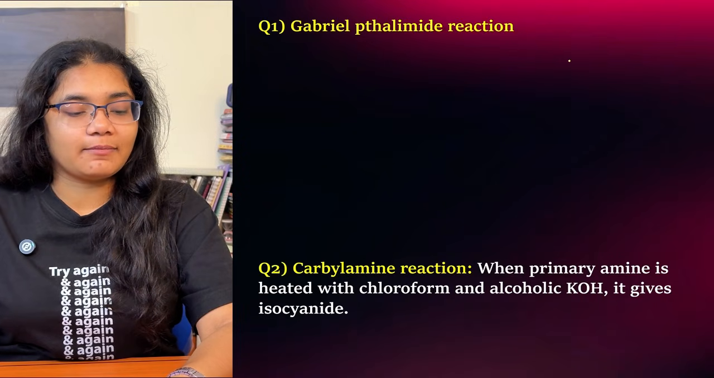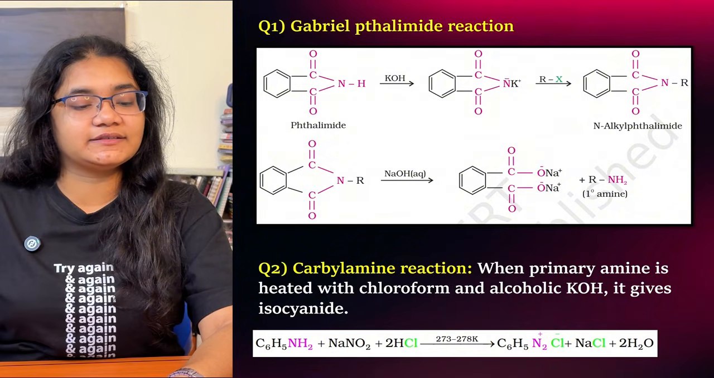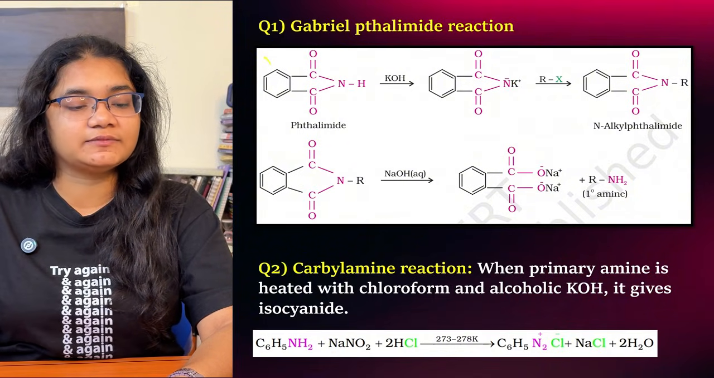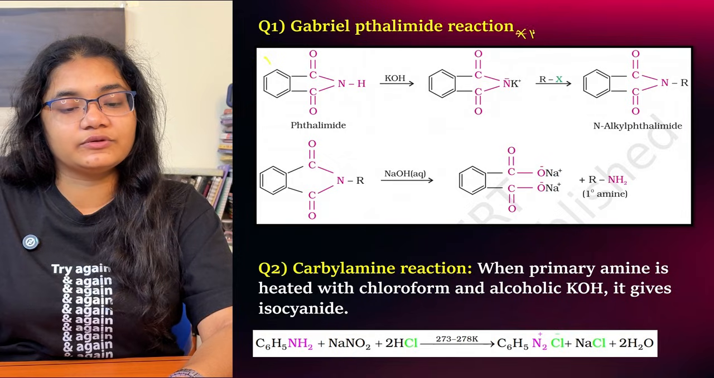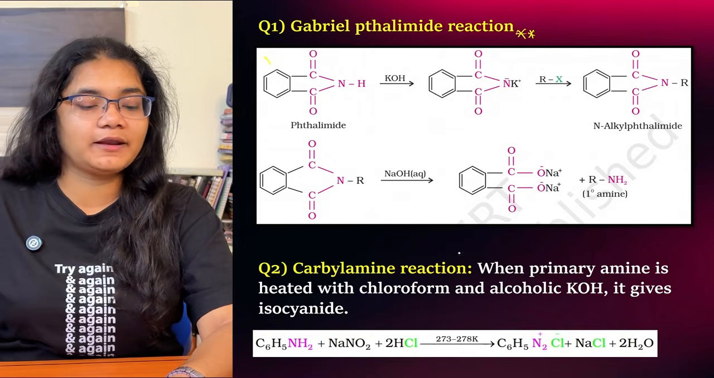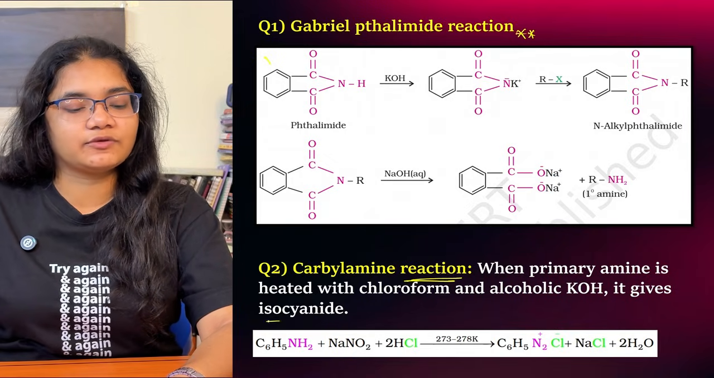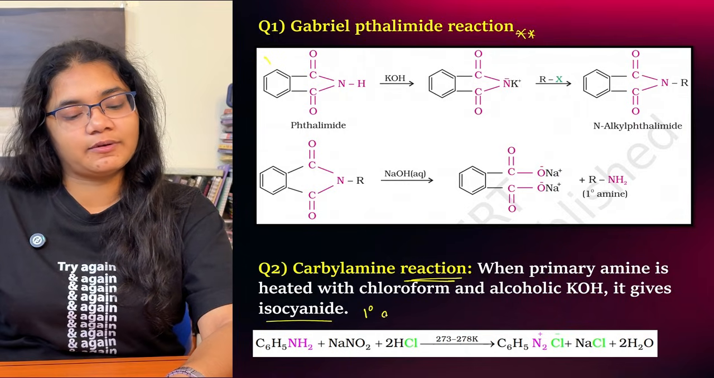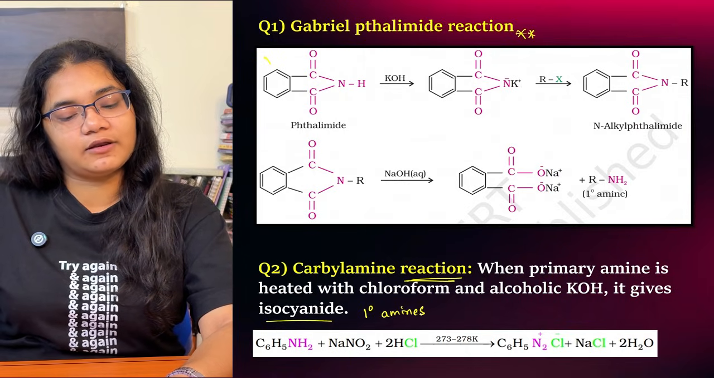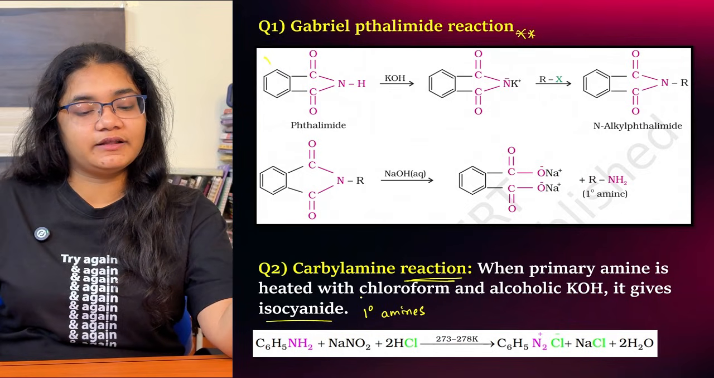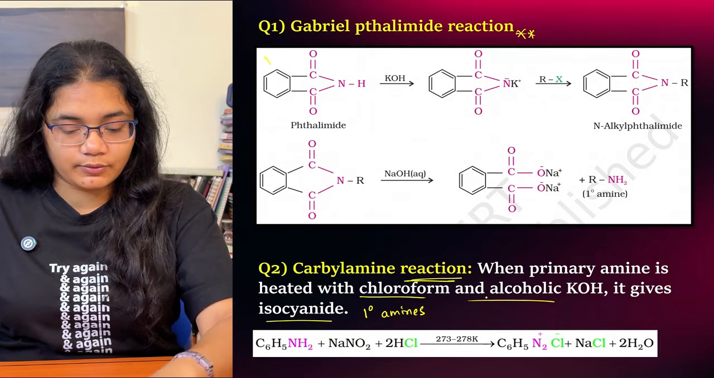Okay, next is amines. So first of all, Gabriel phthalimide synthesis, very important. This one please prepare and go through at least 2 to 3 times. You should write in your notebook and then prepare. Carbylamine reaction, it is used as a test for primary amines. Please remember, it is used as a test for primary amines when primary amines are heated with chloroform and alcoholic KOH.